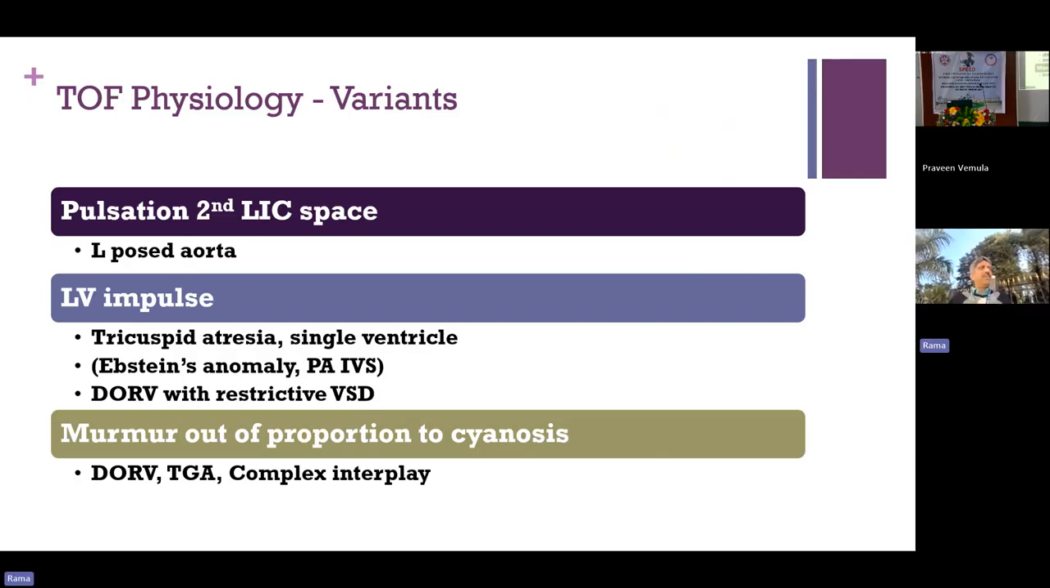The other important thing is cyanosis which is out of proportion to the murmur. As I told you, in tetralogy the murmur is inversely proportional to cyanosis. Here the murmur is generally out of proportion to cyanosis. What is the reason? If there is a hemodynamic reason for cyanosis, it has to be a step down physiology.